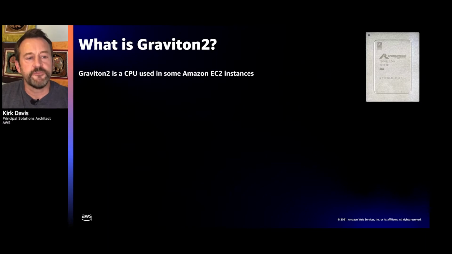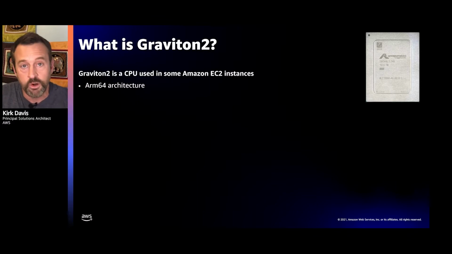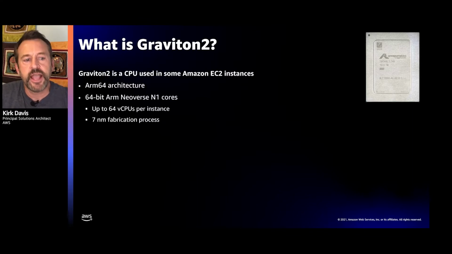So different types of CPUs can use different chip architectures and instruction sets. The two main instruction sets we see in servers these days are typically x86 or x86-64 or x64, which is the 64-bit version of that architecture, and ARM64, which is the 64-bit version of the ARM architecture. Graviton2 is an AWS designed CPU that's offered in some of our EC2 instance families. These chips are designed by Annapurna Labs, a subsidiary that we acquired in 2015, and they're based on the ARM Neoverse N1 architecture, which is optimized for high performance and for use in data centers.